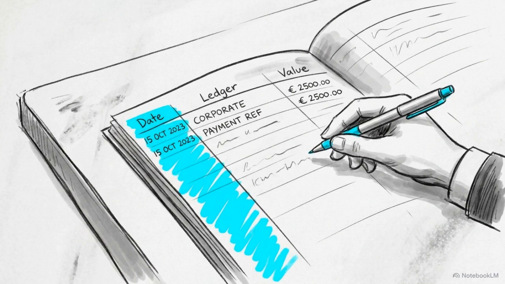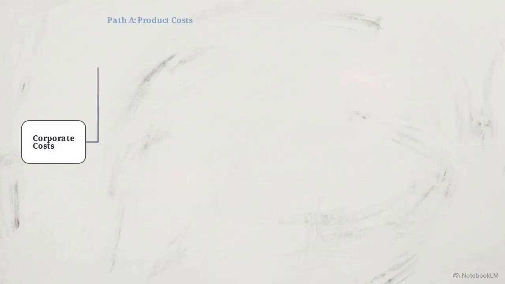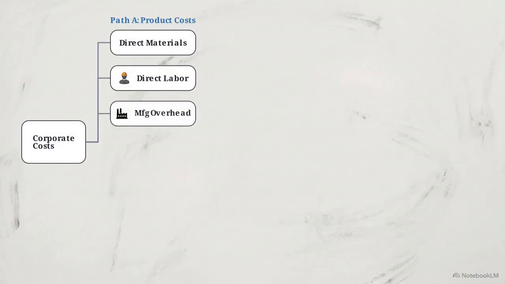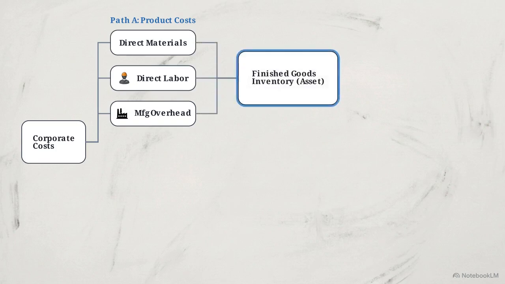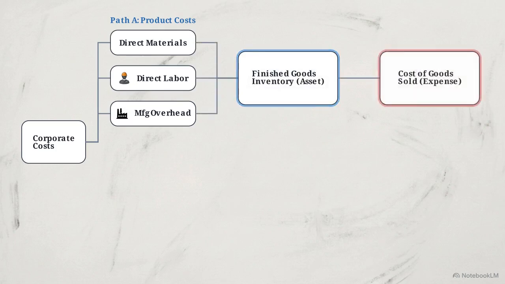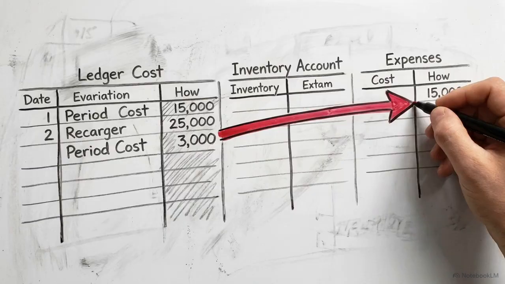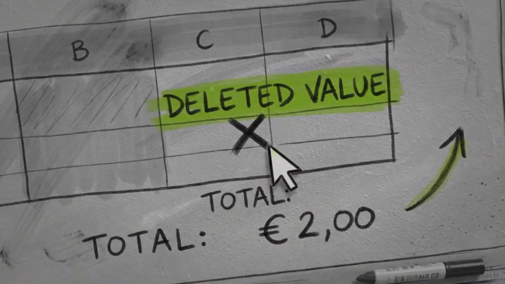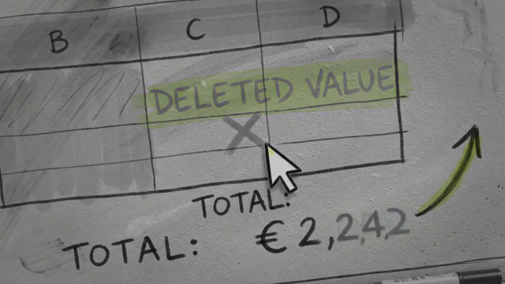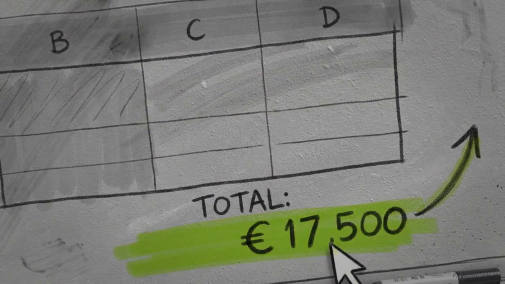The ultimate purpose of this taxonomy is to determine when an expenditure is officially recognized as an expense. Product costs, or inventoriable costs, include direct materials, labor, and overhead. These are capitalized as assets in inventory and only become an expense when the product is sold. Non-manufacturing costs are treated as period costs. These are expensed immediately as they are incurred, bypassing the inventory account entirely. Misclassifying a period cost as a product cost artificially inflates immediate profitability by hiding current expenses on the balance sheet.